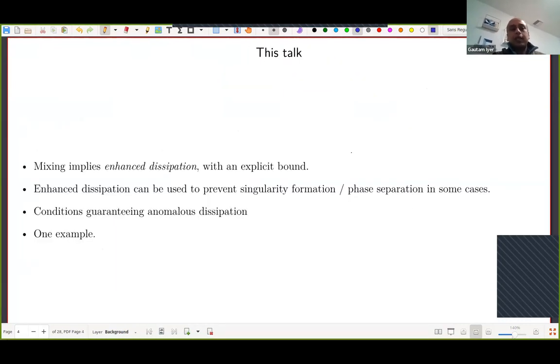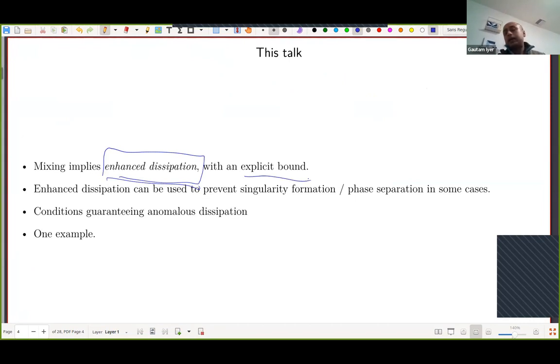The first thing I'll talk about in terms of enhanced dissipation is certain conditions that guarantee enhanced dissipation, which is, one, mixing implies enhanced dissipation, and we can get an explicit bound. The second one is, what good is enhanced dissipation? A few things we can do is use enhanced dissipation to stop singularity formation or phase separation in some cases, and I'll talk briefly about that. And then I'll talk about certain conditions that guarantee anomalous dissipation, and I'll give one example.